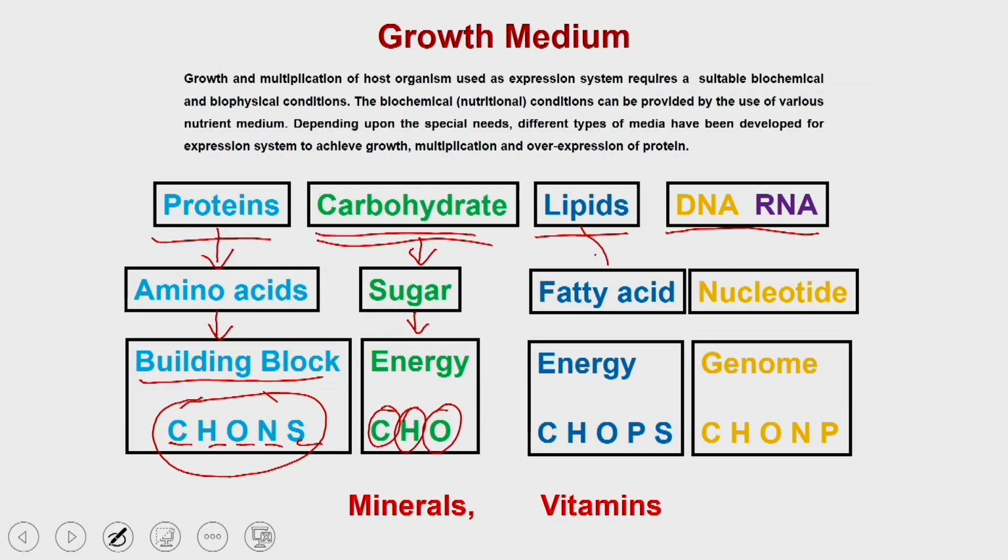Again, if the organism has to synthesize lipid molecules, they are made up of fatty acids, and these fatty acids are made up of carbon, hydrogen, oxygen, phosphorus and sulfur. Again, for DNA and RNA, they have to synthesize the nucleotide, and nucleotides are made up of carbon, hydrogen, oxygen, nitrogen and phosphorus. The purpose of these biomolecules is also very different.